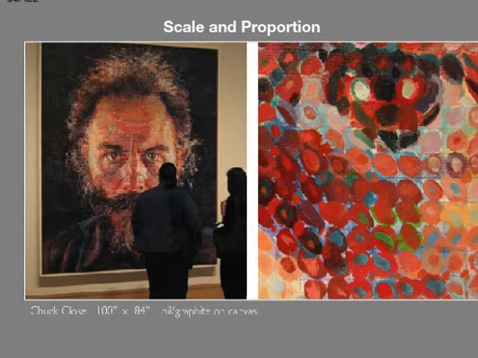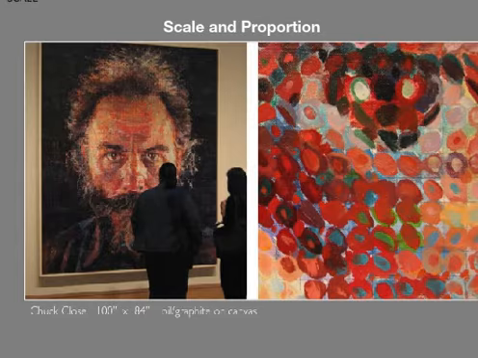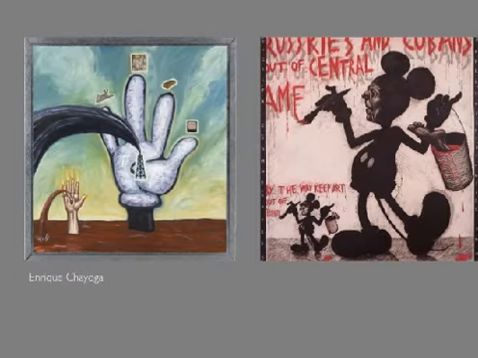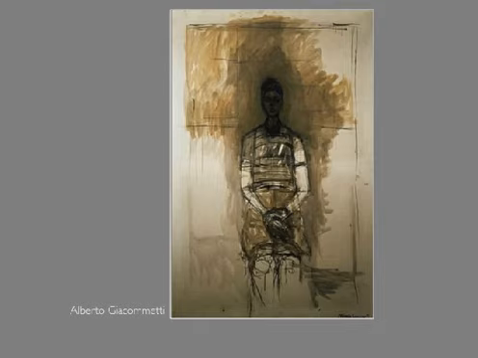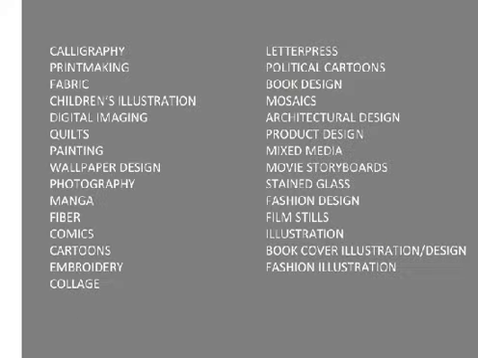Scale and proportion are in Chuck Close's paintings, which require the viewer to physically move in space to see the large work. In this work, scale in the painting conveys meaning, and in this work by Giacometti, the figure is distorted. The media that can be used are endless, but a few are photography, digital work, drawing and painting, fashion and architectural design, and illustration.